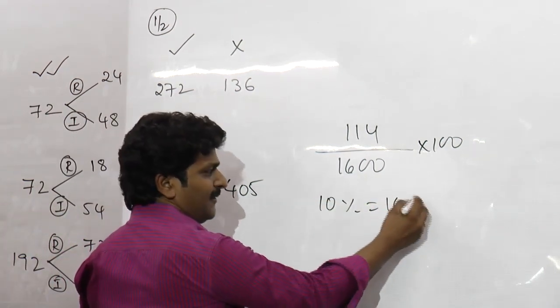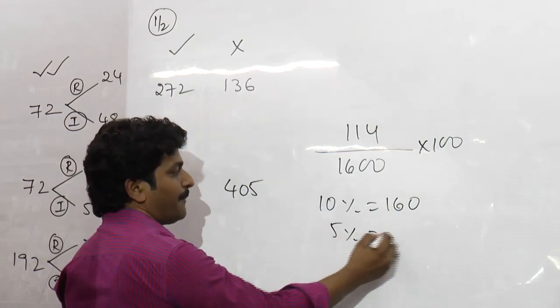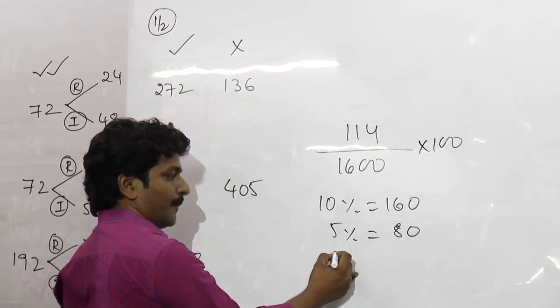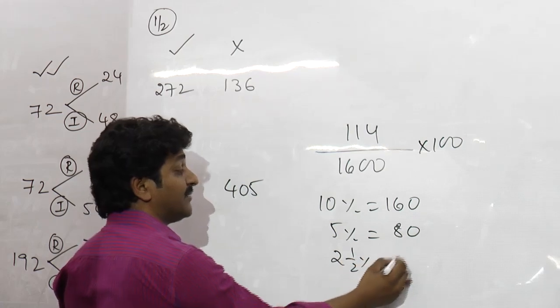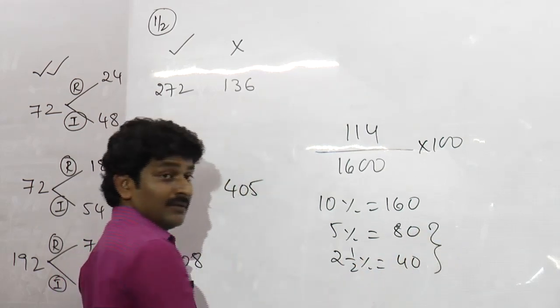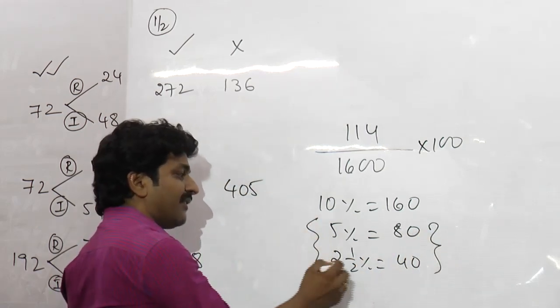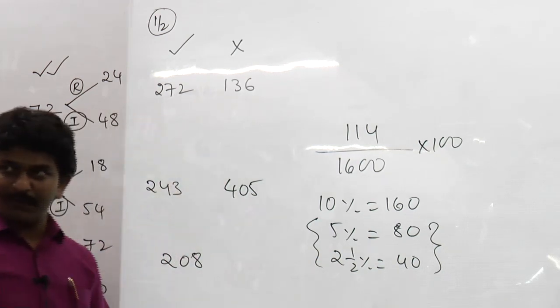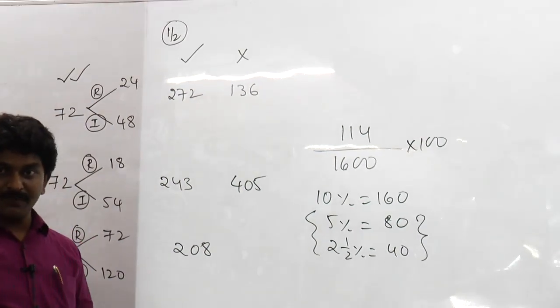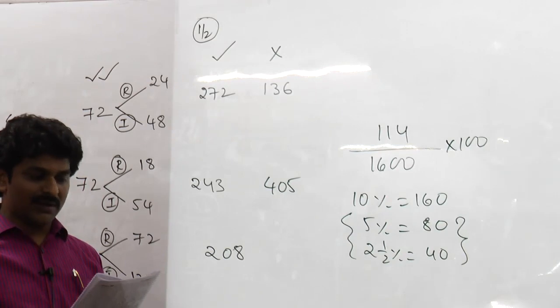10% is 160. 5% is 80. 2.5% is 40. This is 120. So 7.5% is 120. Answer should be less than that. Answer should be less than 7.5%. You have only 1. 7 1 by 8.